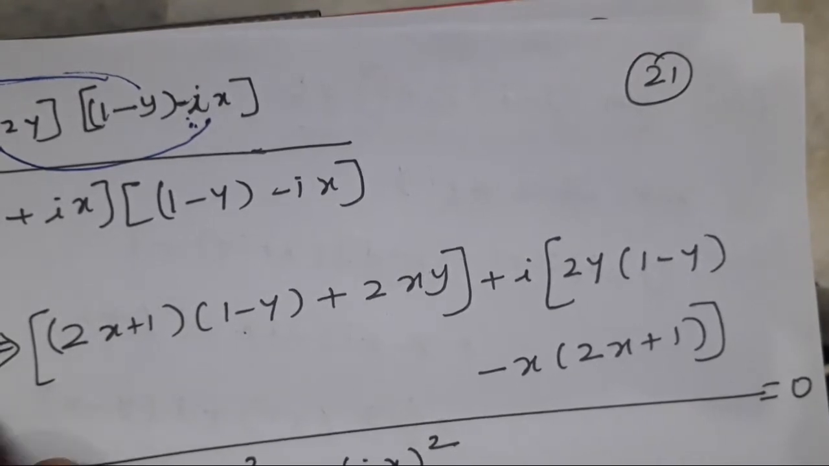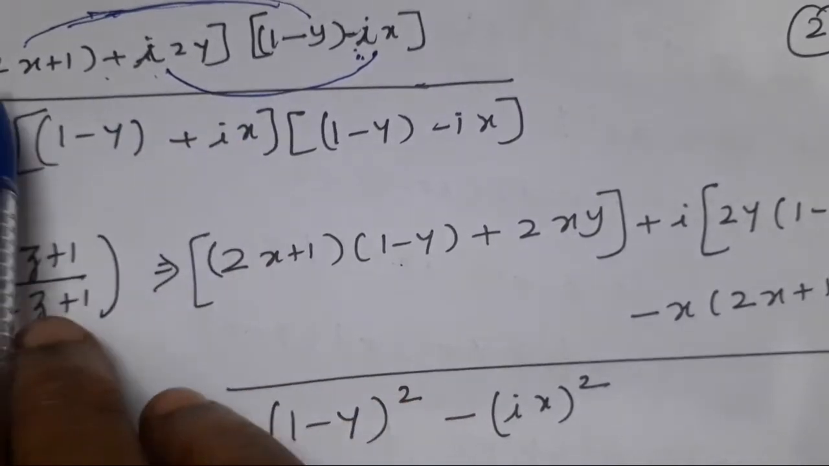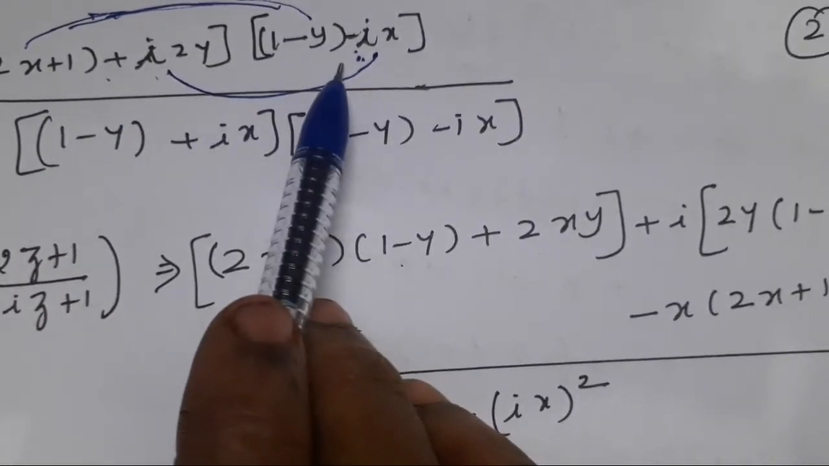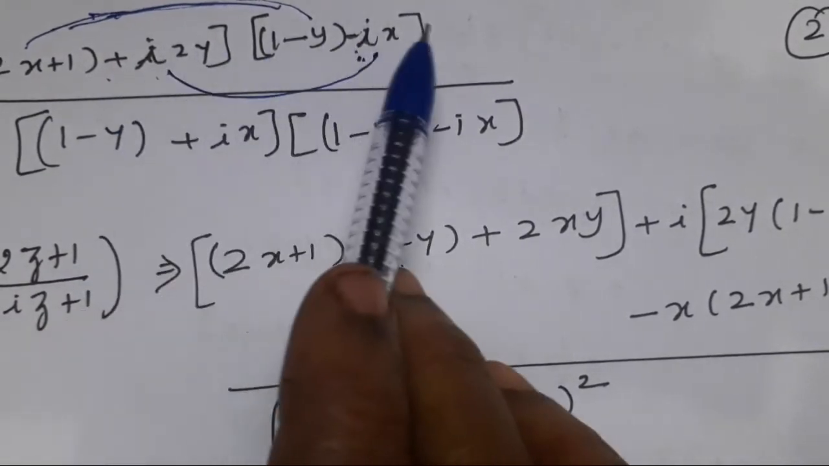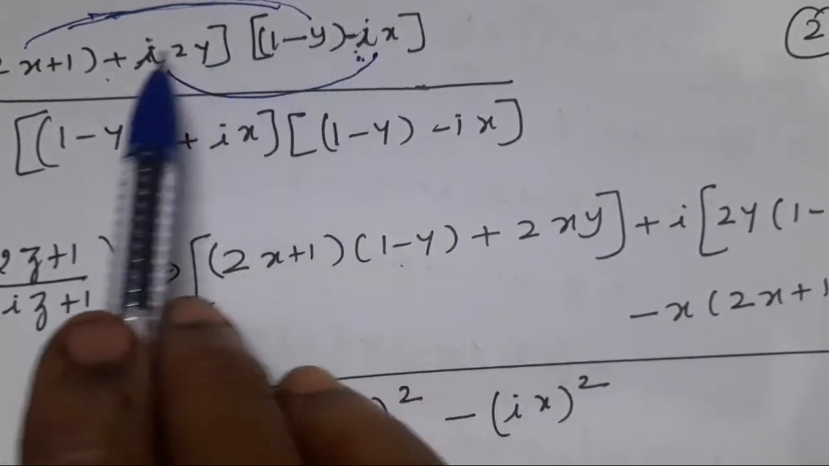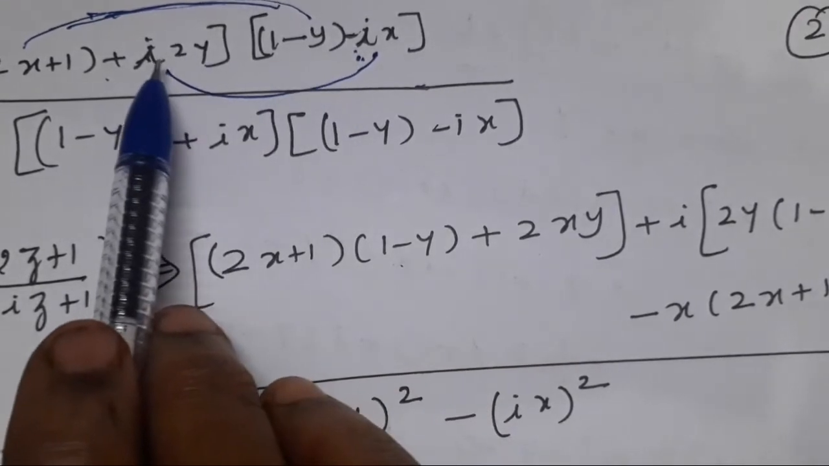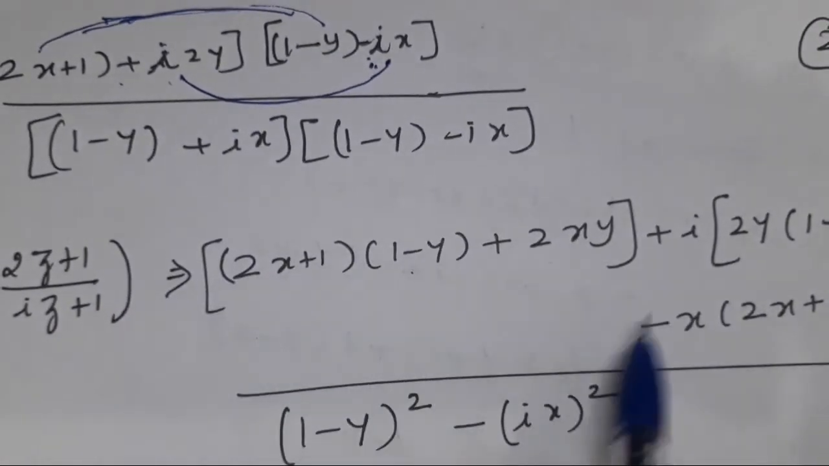So this is the real part. Real part is multiplied with the real part: (2x + 1) is multiplied with (1 − y). Again imaginary part is multiplied with imaginary part, because i into i squared. I into i is i squared. I squared is minus 1. Already having 1 minus, minus into minus, plus 2x, I am getting. We take the real part separately.